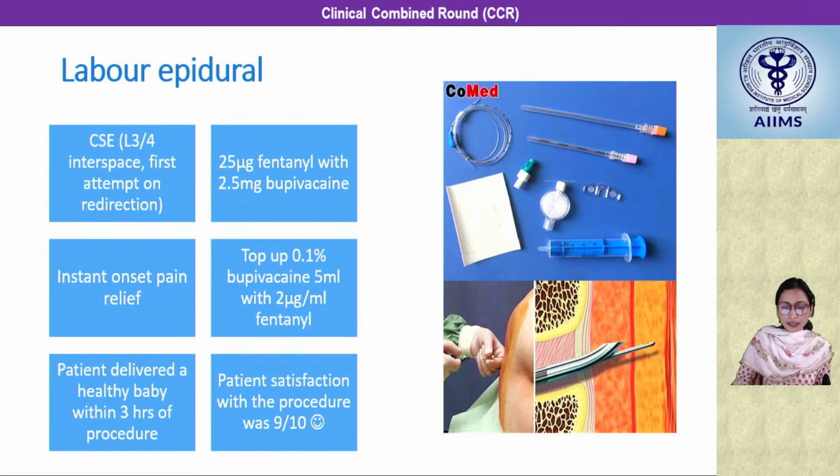In the lumbar third-fourth space, on the first attempt, with a second redirection, I could locate the space. After injection of 25 microgram of fentanyl with half a ml of bupivacaine 0.5%, there was an instant onset of pain relief. The patient felt very comfortable, and only a 5 ml top-up was required, 0.1% with 2 microgram per ml fentanyl, and the patient delivered within 3 hours. So there was no delay related to the epidural, and we routinely monitor and record patient satisfaction. This patient recorded a satisfaction score of 9/10, which I believe is very good.